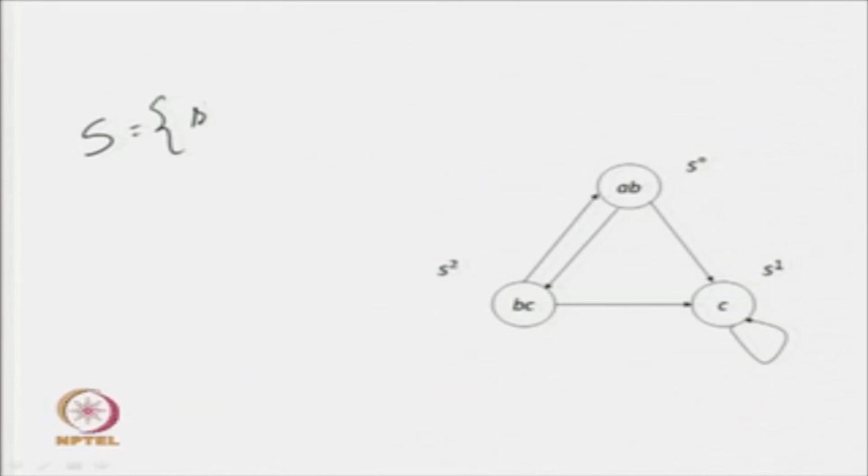We can say that this is your S0, S1 and S2. So, we are having 3 states. Along with that, we are having the set of atomic propositions P. Here the atomic propositions that we have are A, B and C. This atomic proposition gets two values, either true or false.